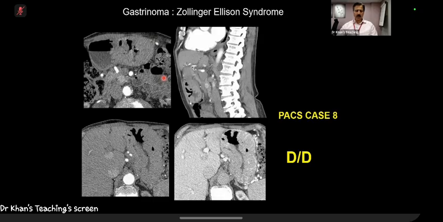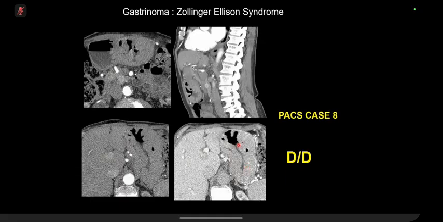Here, what is happening is that there is an enhancing nodule in the region of the pancreas. And with that, there is an enhancing nodule in the liver, which shows washout. And if you see the stomach, the rugal folds of the stomach are thickened.